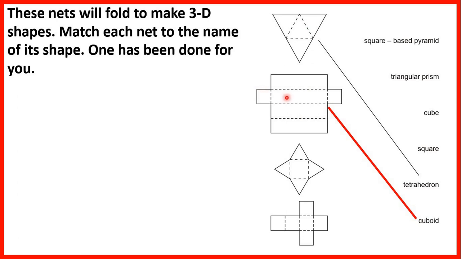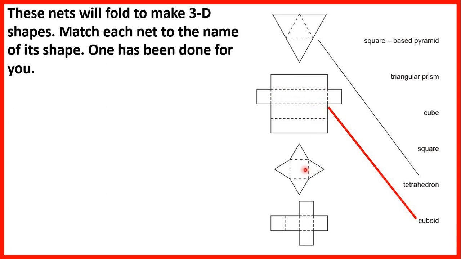We can see the faces will fold up, and then this face at the bottom here will fold over the top. And the reason it's a cuboid and not a cube is that for a cube, the faces all have to be squares, and we have some rectangular faces as well.